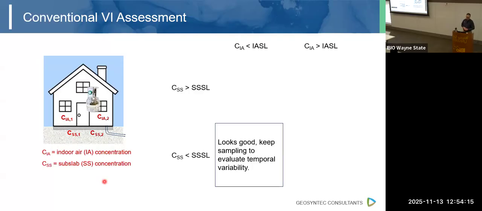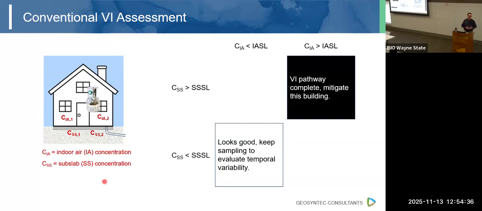We could have a situation where both media are less than their respective screening levels. That's a pretty good sign we don't have vapor intrusion happening. We want to come back just to make sure there isn't a temporal variability effect, but this is a good indication that we don't have a vapor intrusion issue. On the flip side, if we have exceedances in both subslab and indoor air, that's a pretty good sign that the vapor intrusion pathway is complete and that the building warrants mitigation.